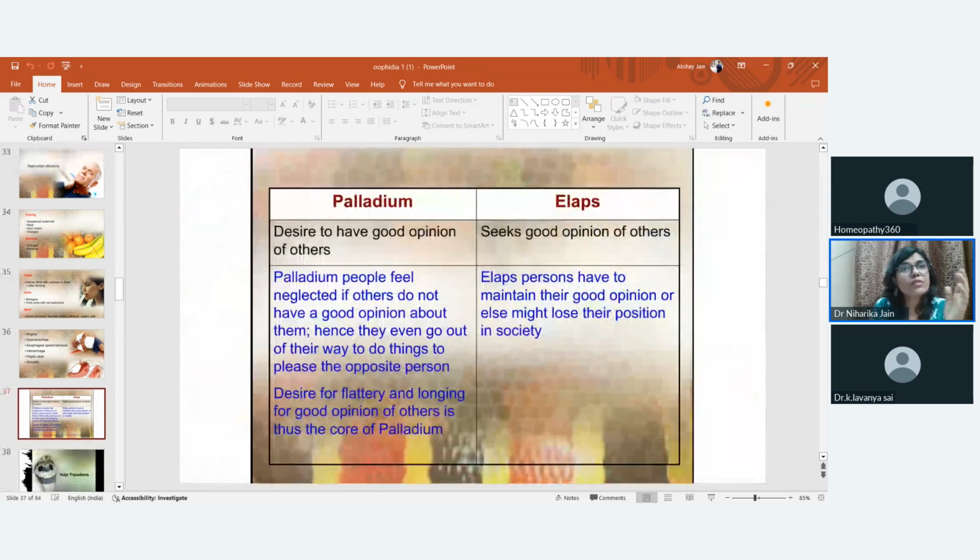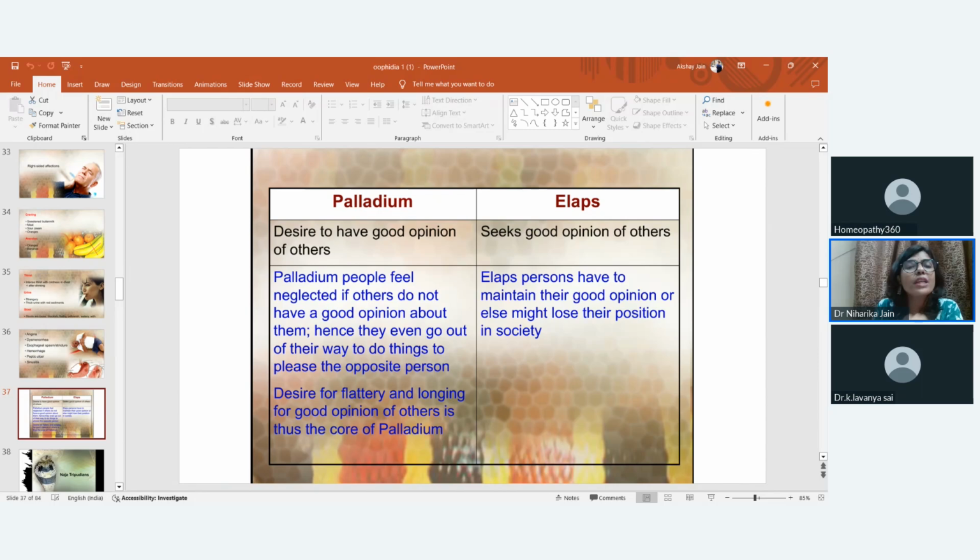So now, in your mind, one remedy came: Palladium. Palladium and Elaps have some kind of similarity. But they both belong to different kingdoms. Elaps is animal, so Elaps has the features of the animal kingdom. But Palladium belongs to the mineral kingdom, yet they have the same symptom similarity.